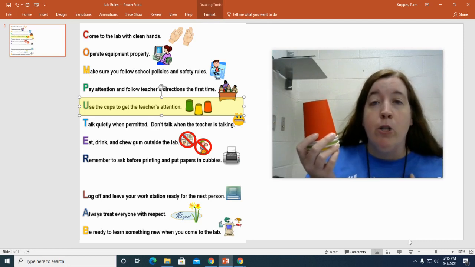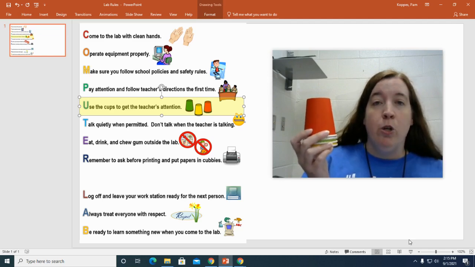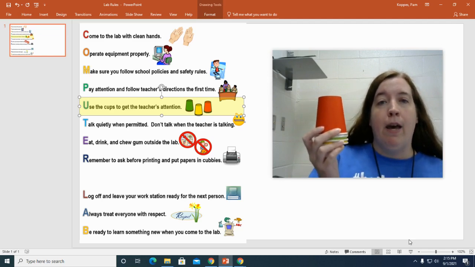If I know a computer is not working before you come in, I'll leave the red cups on the keyboard as a signal to you that you'll have to use a different computer for that day.